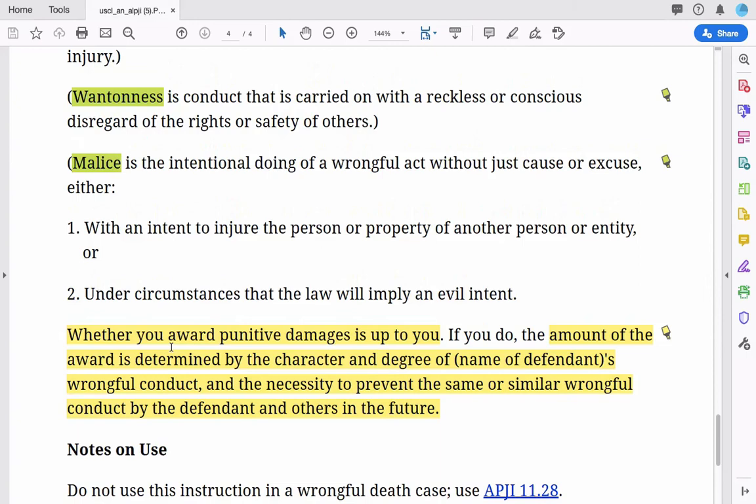But if you do award punitive damages, then the amount of the award is determined by the character and degree of the defendant's wrongful conduct and the necessity to prevent that same or similar conduct by the defendant and others. So we want to punish the defendant and discourage the defendant and other companies from doing the same thing in the future. We'll look at other jury charges that get into these in more detail, but these are the broad categories of damages: compensatory, nominal, and punitive.